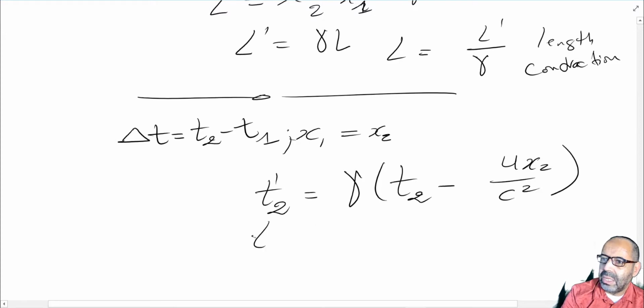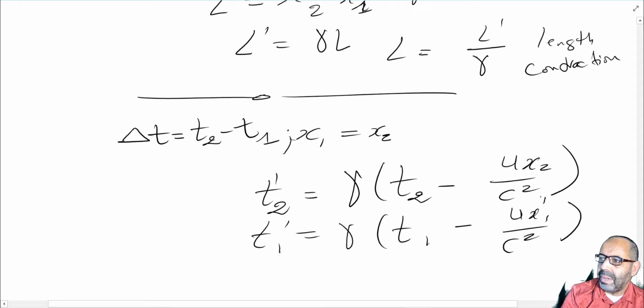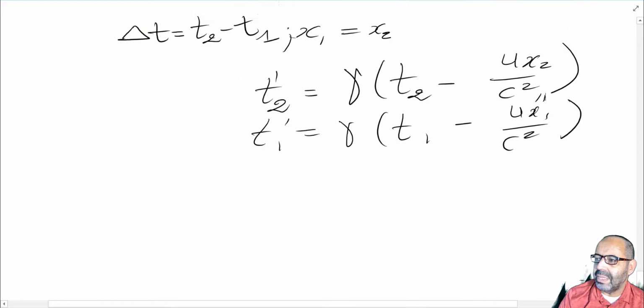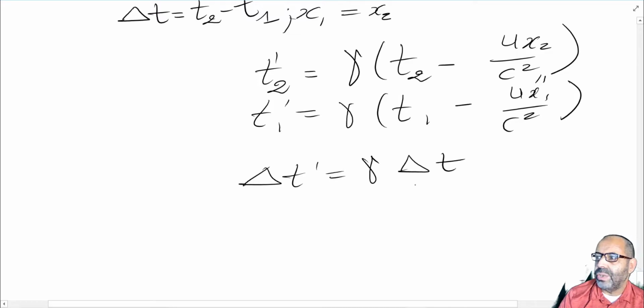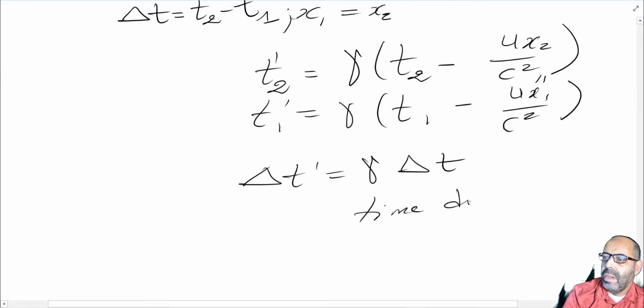And again I'm going to say t1 prime is equal to gamma times, that's the tock, this is the tick, t1 minus u x1 over c squared. Well, since this is happening in the same location, those two quantities are the same. So when I take the difference to find the delta t prime, it is going to be equal to gamma times delta t. Similar to the length contraction, this is actually the essence of the time dilation.